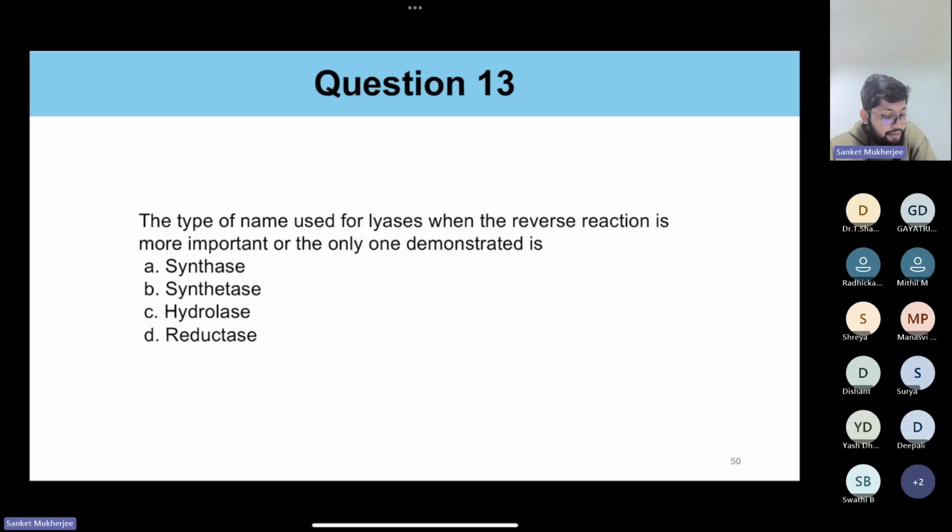The type of name used for a lyase when the reverse reaction is more important or the only one demonstrated is synthase, synthetase, hydrolase, or reductase.